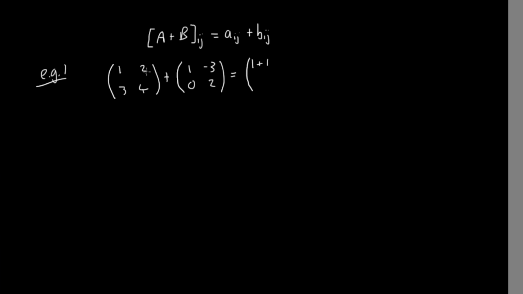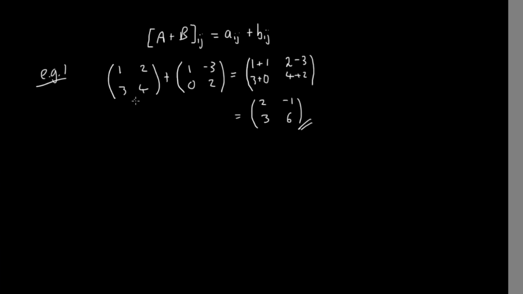And the corresponding elements in the first row, second column are 2 and minus 3. So 2 plus minus 3 becomes 2 minus 3. Go down to the second row, add 3 and 0. So 3 plus 0. And finally, for the second row, second column, I have 4 and 2. So it's 4 plus 2. Okay, so quite simple arithmetic now. So 1 plus 1 is 2, 2 minus 3 is minus 1, 3 plus 0 is 3, and 4 plus 2 is 6. Okay, so that's addition of those two matrices.